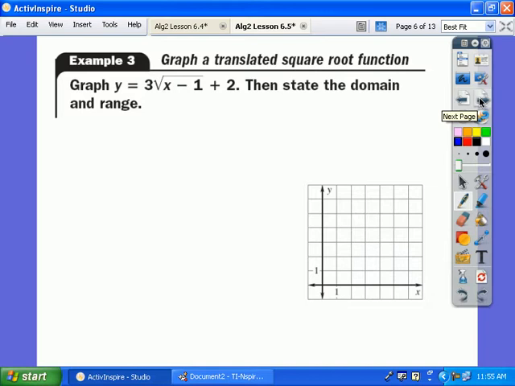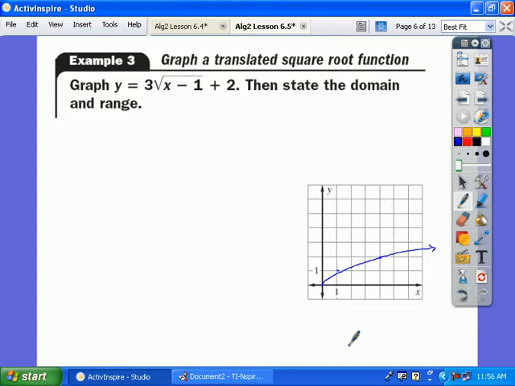This is the type of problem that I'm going to expect you to be able to accomplish on your homework. I expect you to be able to see the transformations. So we start with our graph of y equals the square root of x, which looks roughly like that. And now we're going to transform it.